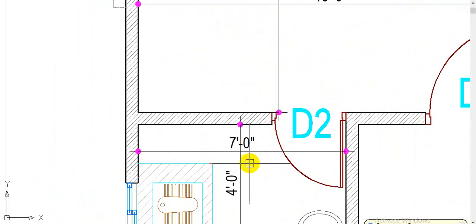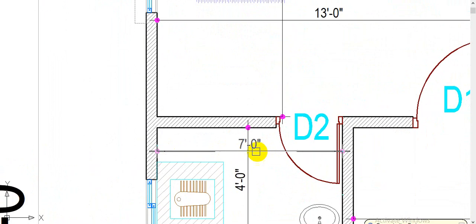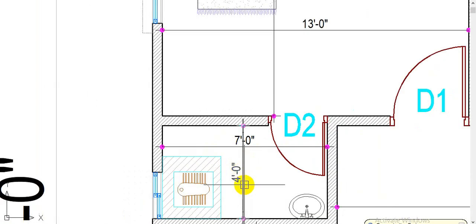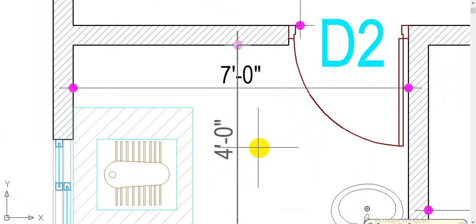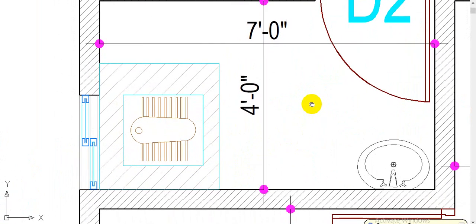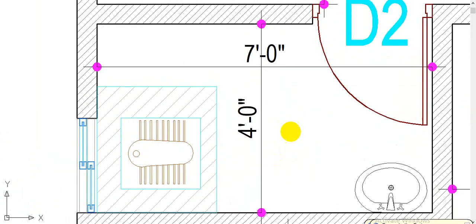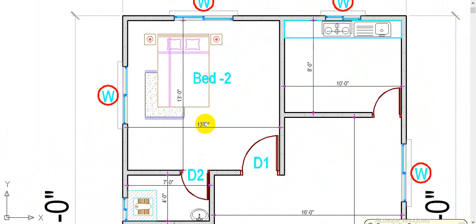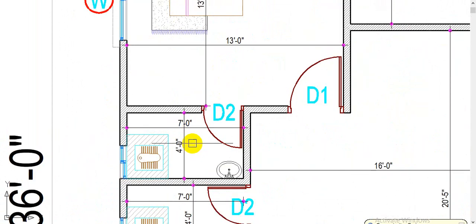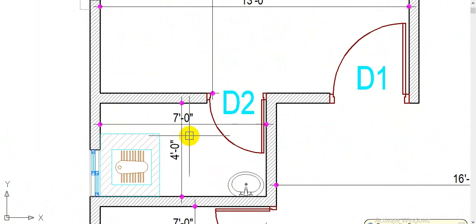In this attached toilet, we have this direction 7 feet and this direction 4 feet. Overall, this attached toilet measurement is 7 feet by 4 feet. So bedroom 2 has one attached toilet, and this is our attached toilet.